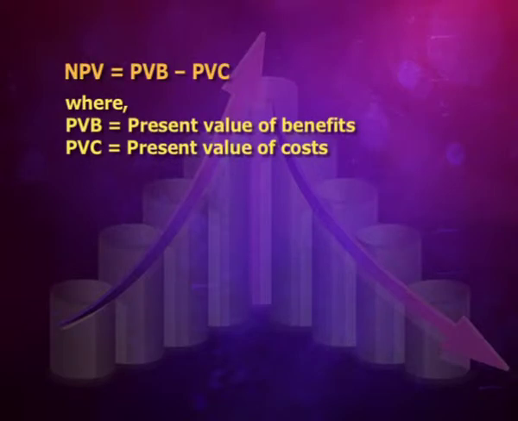The operational criterion for wealth maximization is increase in share price. It should be noted that the cost of capital K is assumed to be known, otherwise the net present value cannot be known. NPV is equal to PVB minus PVC, where PVB is the present value of benefits and PVC is the present value of cost.